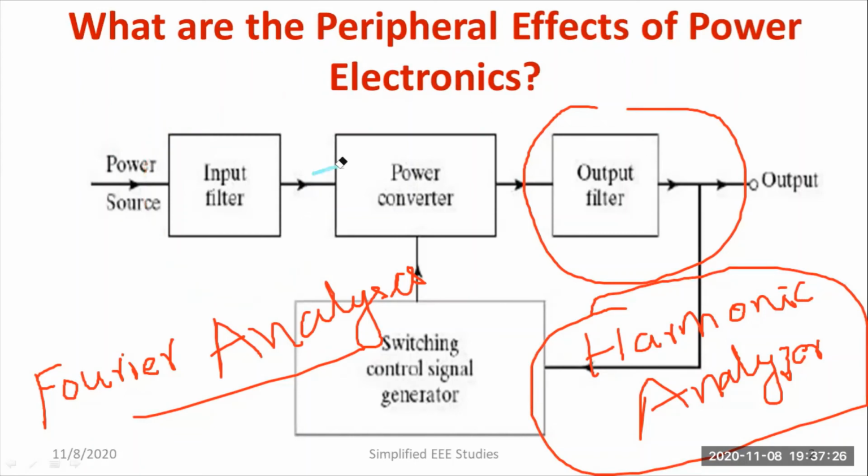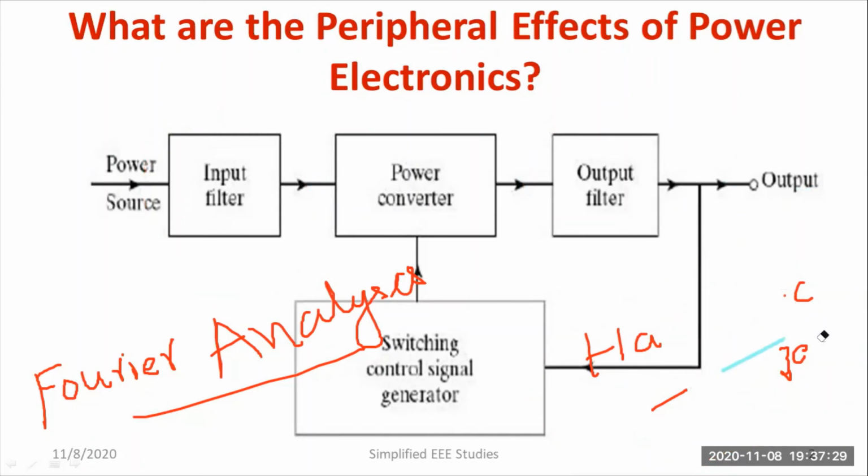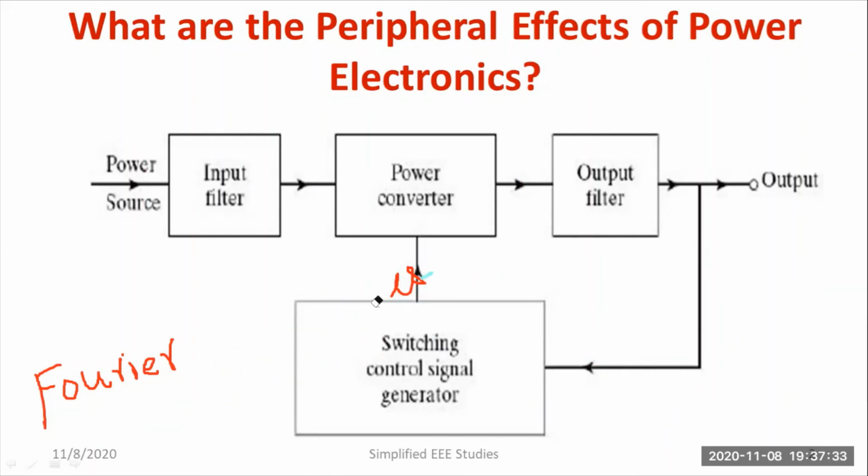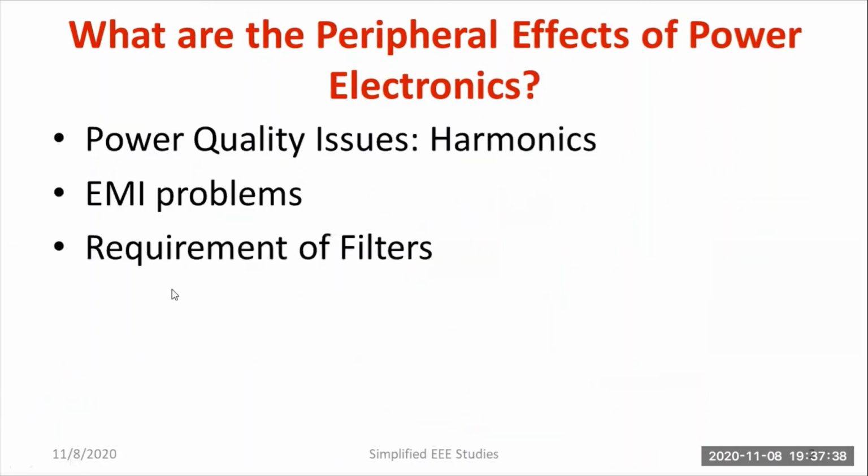So in this session, I have explained the basic block diagram of power electronics, and I have explained the importance of power electronics, why it is required. Afterwards, I explained the main peripheral effects of power electronics, and I listed the major ones such as power quality issues, especially harmonics, then the electromagnetic interference problem, then the requirement of filters. If you want to analyze the harmonics, we require a harmonic analyzer, and we have to study the Fourier series or Fourier analysis. So these are the major peripheral effects of power electronics. While designing power electronic circuits, you have to take care of these factors.